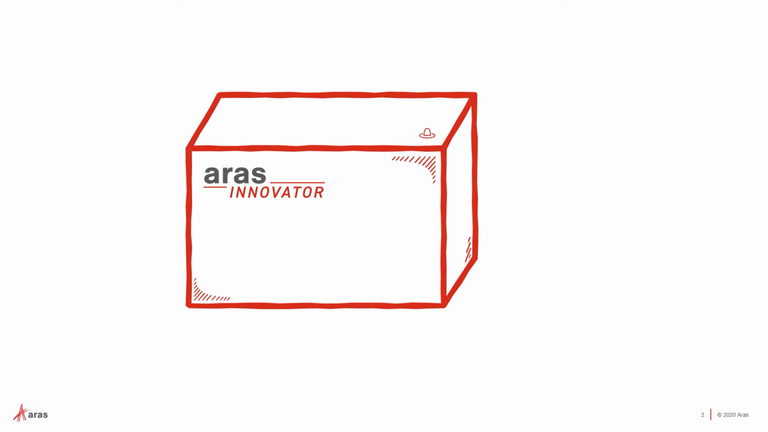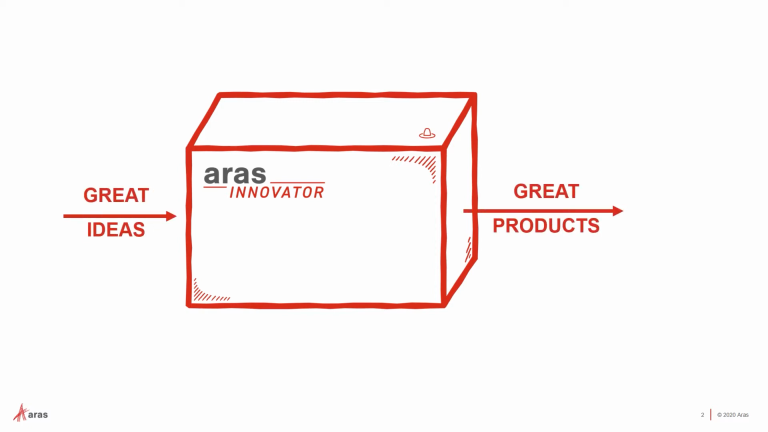But first, a quick overview of Aras Innovator. We use this red box analogy to explain what the product does. The red box is something you can count on where, based on an input, your great ideas, you get a known output, great products going out your door. You are confident of what it can do, and it simplifies something that's complex. Let's take a look at what's inside the box.